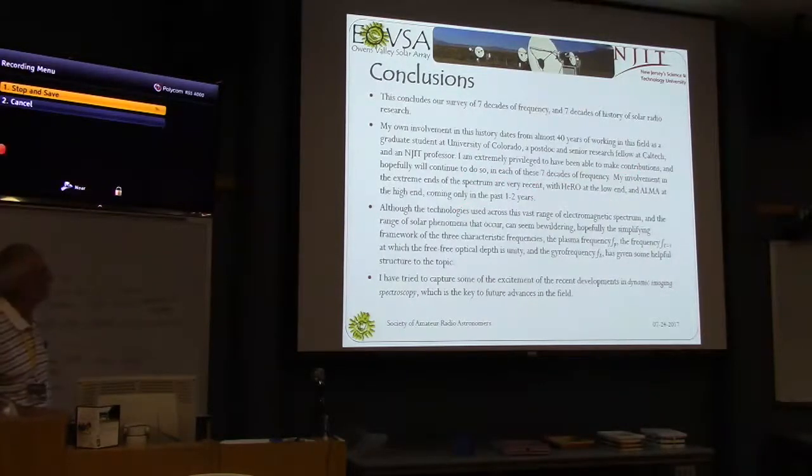But, although the technologies used in this vast range of electromagnetic spectrum are very different, and the range of solar phenomena that occur are very different, the simplifying framework of these 3 characteristic frequencies provides some kind of a guideline. So if you look at that diagram, you can really get a sense of what's going to be important in which frequency range, what sort of heights above the surface they will be important.